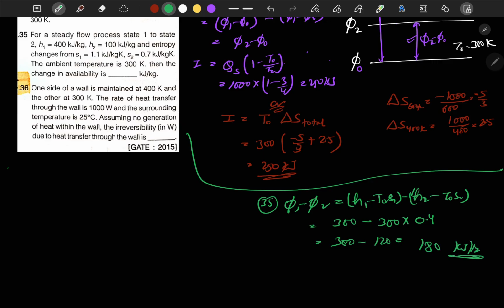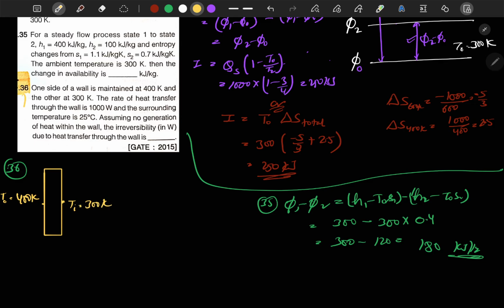Okay, so this is our answer for question number 35. Now if we proceed to question number 36, it is given that one side of the wall is maintained at 400 Kelvin and the other side is at 300 Kelvin. So there is a wall; let's say T outside is equal to 400 Kelvin and T inside is equal to 300 Kelvin.